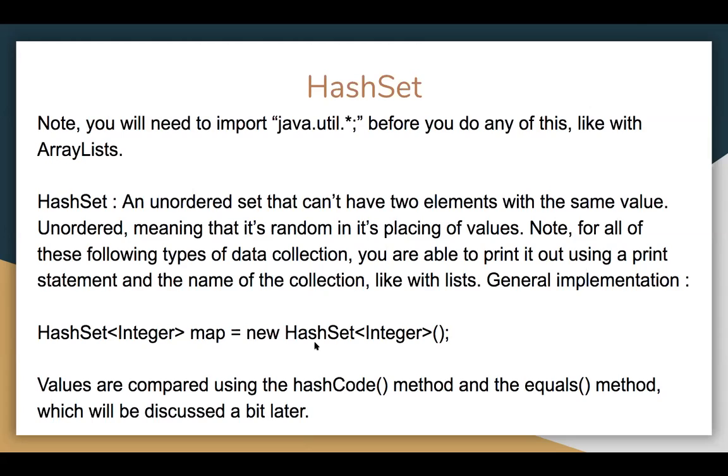You can notice that it looks pretty similar to the array list. It's just a different name. And yeah, that's about it. Values are compared using the hashcode method and the equals method, and we'll be discussing that a little bit later on in this lesson.